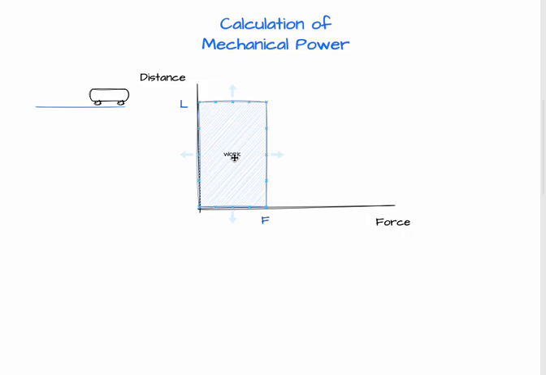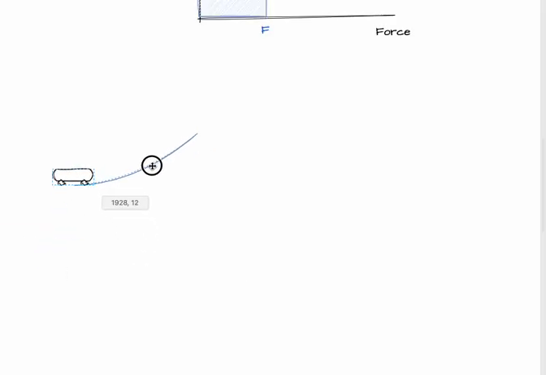So obviously, the square under this figure, F times L, is the same as the amount of work that we did to move it from 0 to distance L. It is very important to understand that the square under this figure is equal to the amount of work that we need to do.